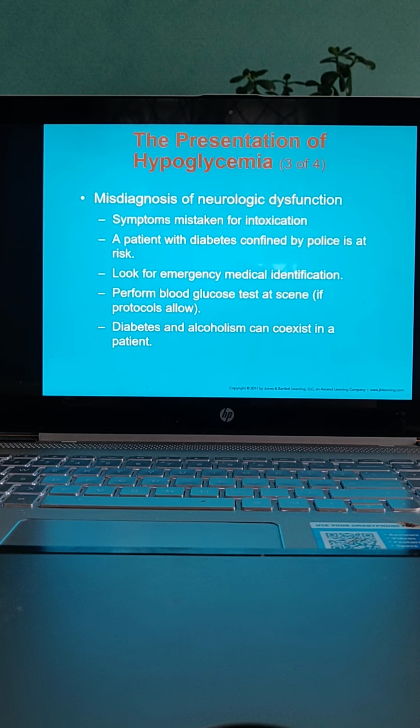Look for emergency medical identification tags on bracelets. It'll say whether they're diabetic or not. Do a BGL on scene. And diabetes and alcoholism can coexist in a patient. A person can be an alcoholic and they can be a diabetic at the same time. But yet they can still have low blood sugar. And that's why they're acting drunk.